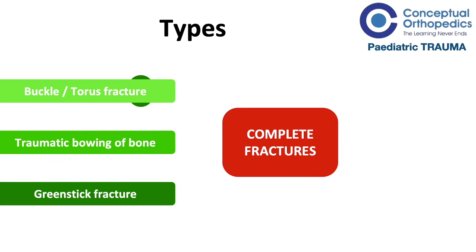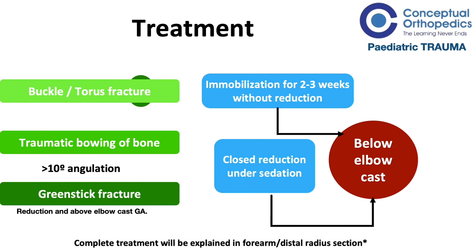So to conclude on incomplete fractures, number one is a torus fracture, number two is a traumatic bowing of the bone, a plastic deformation, and number three is a greenstick fracture, the opposite of complete fractures. In short, the treatment for a torus fracture is immobilization for 2 to 3 weeks without reduction in the majority of cases. Whereas in a greenstick fracture, closed reduction under GA and correction of the deformity, and in plastic deformation of the bone, closed reduction without GA, with sedation, and an above-elbow cast.